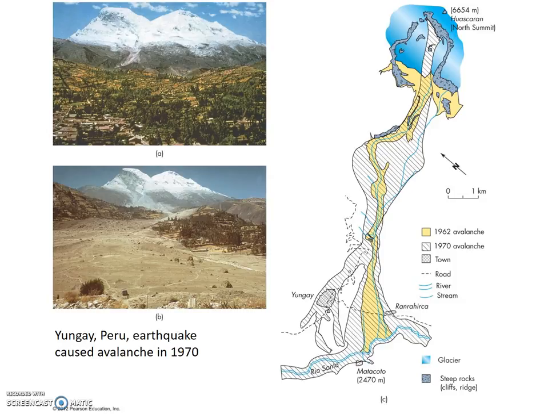Consider this. Could the disaster in 1970 have been mitigated prior to the lahar flow? What could have been done? I'll repeat. Could the disaster in 1970 have been mitigated prior to the lahar flow? What could have been done? Write me an email if you'd like to share your thoughts.